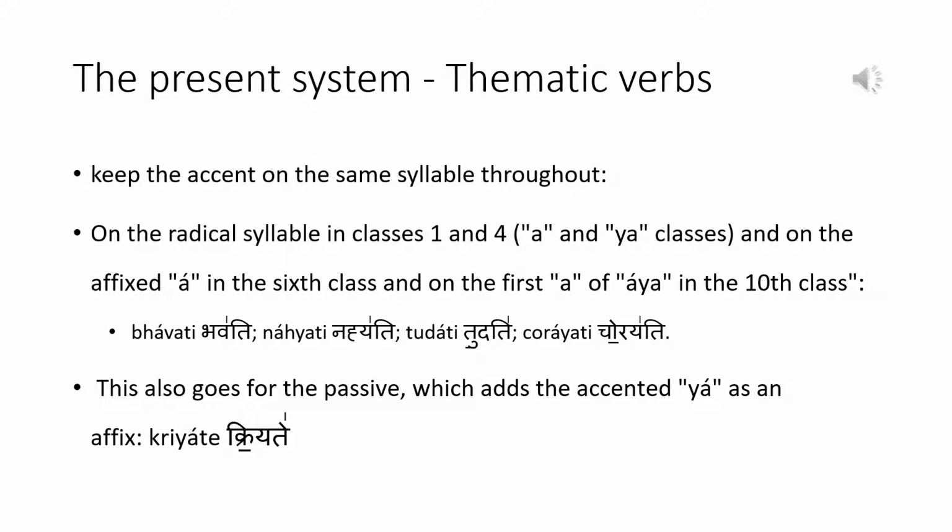The normal rules of the present system for thematic verbs are given here. You would have noticed here that the real difference between class 1 and class 6 is that class 1 adds an unaccented a as a thematic affix, but class 6 adds an accented a. In the same vein, the difference between the fourth class and the passive is that the fourth class adds an unaccented ya, while the passive adds an accented ya.